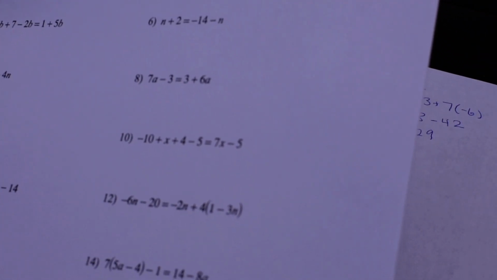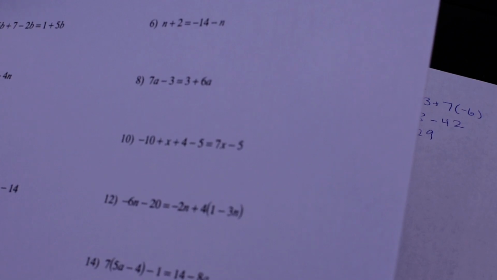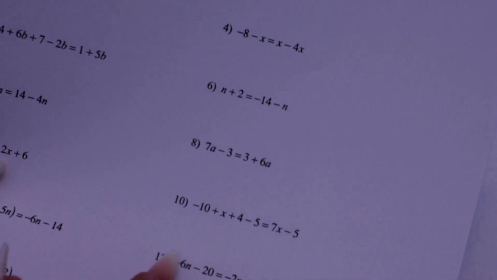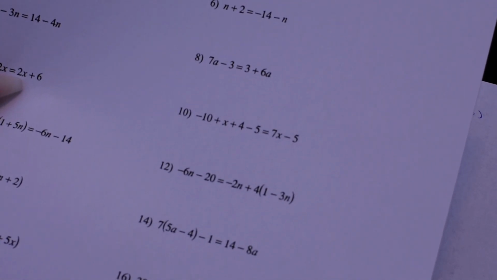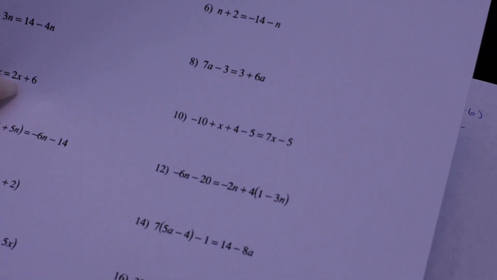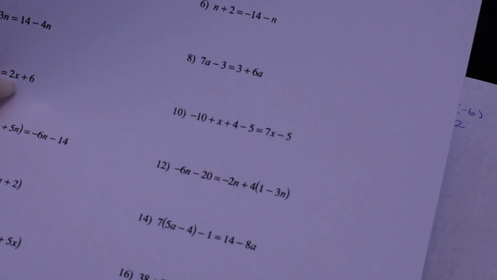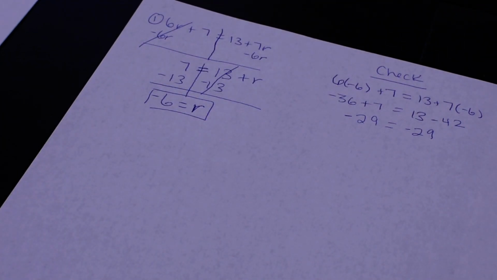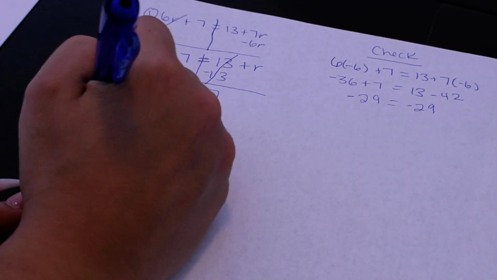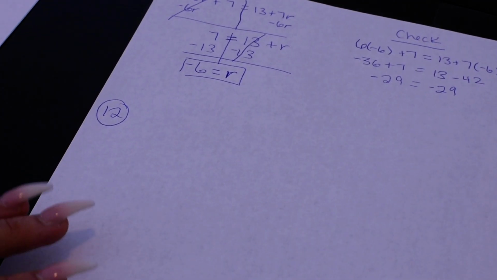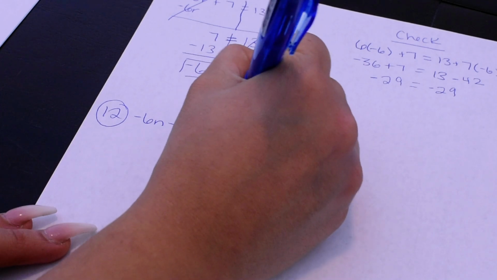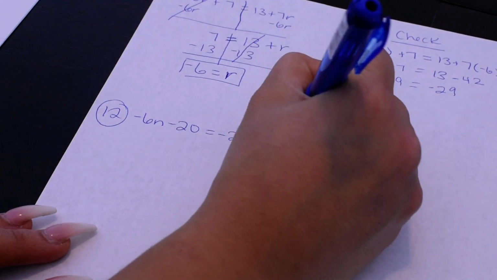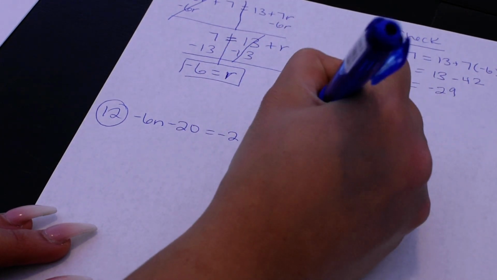Let's do number 12. Let's look at number 12. Number 12 says negative 6n minus 20 equals negative 2n plus 4, parentheses 1 minus 3n. Ooh, that's ugly, but we're going to make it look pretty, all right? I'm doing number 12 here. I'm going to write it: negative 6n minus 20 equals negative 2n plus 4, parentheses 1 minus 3n.